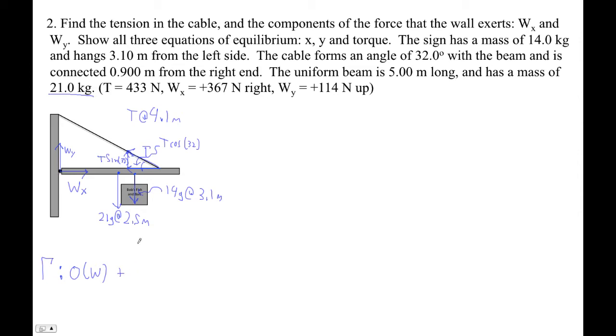Plus 2.5 meters, so the beam itself, 2.5 times 21 times 9.81. Plus this guy is at 3.1, 3.1 times 14 times 9.81. So that's the weight of this sign torquing clockwise. These are all clockwise torques. And then the tension, that's at 4.1, so minus 4.1 times T sine of 32.